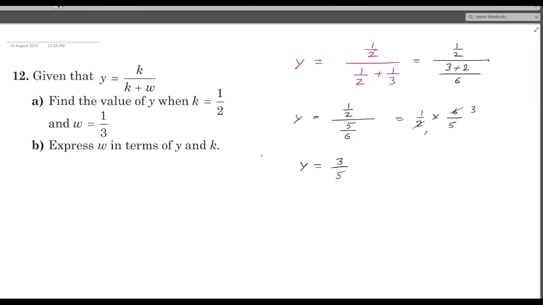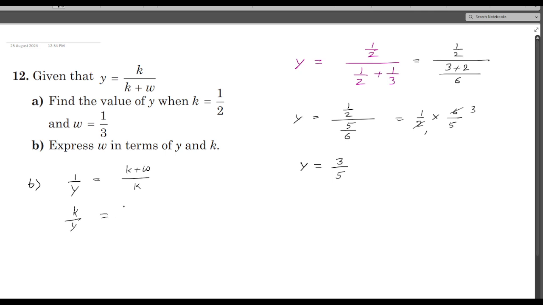Now express w in terms of y and k. So in this part, we can do two things. One thing is that I will take the reciprocal on both the sides. So I will say that 1 upon y is equals to k plus w divided by k, and then I will multiply both the sides by k. So it is k divided by y is equals to k plus w, and then I subtract k from both the sides. So it is k divided by y minus k is equals to w.